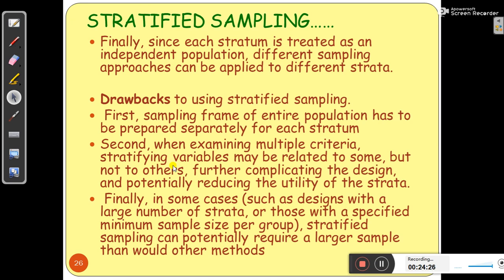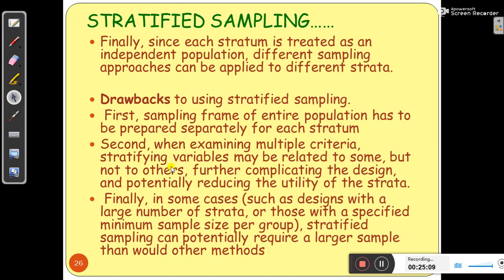Finally, since each stratum is treated as an independent population, different sampling approaches can be applied to different strata. I have told you previously that for every stratum we can apply a different sampling technique. The drawback of using stratified sampling is that first, a sampling frame of the entire population has to be prepared separately for each stratum. So the sampling frame might be different for every stratum, and we need to prepare it differently.